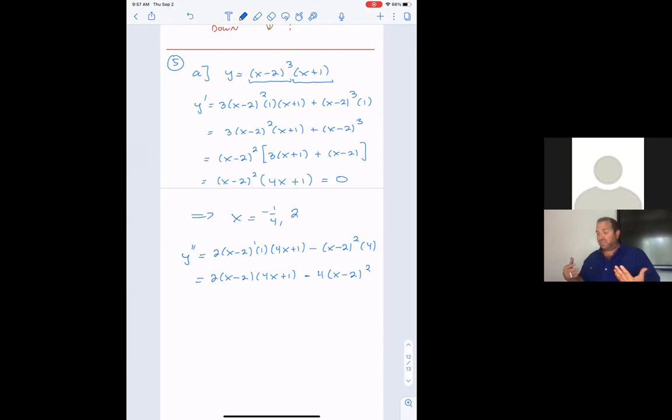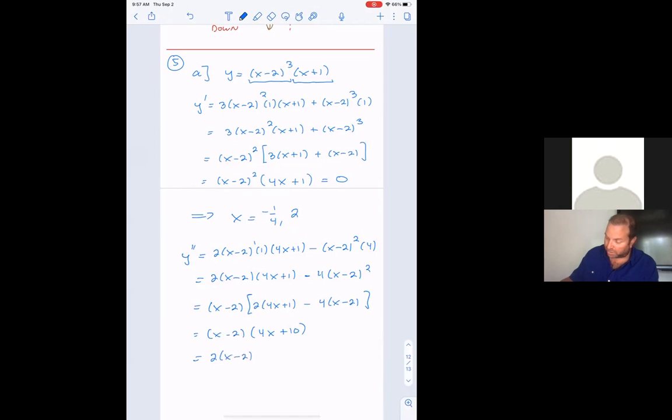But what I was going to say is that if all you're doing is plugging in values from part A, from negative 1/4 and 2, then you don't really need to simplify because you just plug it in and get a value. But since we're going to be using this to get the points of inflection, it'll help if it's simplified. So I'm going to pull out the (x minus 2) that they both have in common. I'm left with 2 times (4x plus 1) minus 4 times another (x minus 2) that I didn't pull out. So I have (x minus 2) times (8x minus 4x is 4x, and then 2 plus 8 is plus 10). And I can factor a 2 out of that. So 2(x minus 2), and then (2x plus 5).